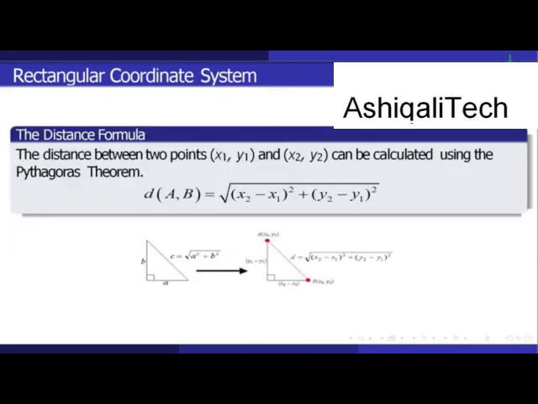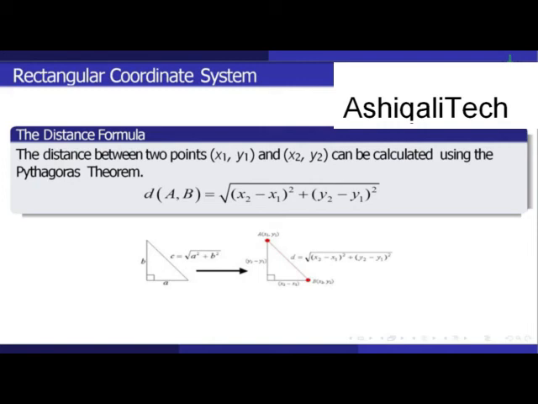Now we define the distance formula. The distance between 2 points (x1, y1) and (x2, y2) can be calculated using the Pythagoras theorem. That is, the distance between A and B is equal to the square root of (x2 minus x1) squared plus (y2 minus y1) squared. The distance formula is derived with the help of this right angle triangle. In this triangle, you can see base is a, height is b and hypotenuse is c, which is represented by the square root of a squared plus b squared.